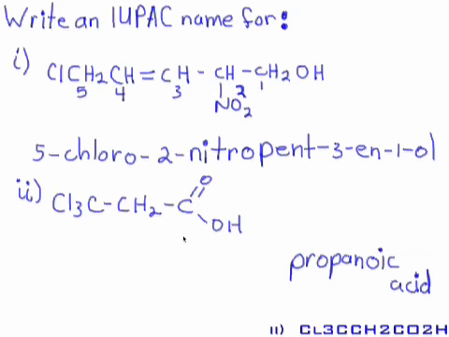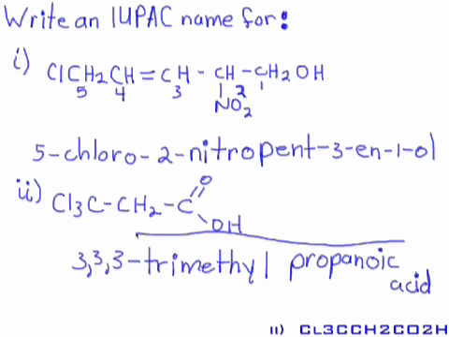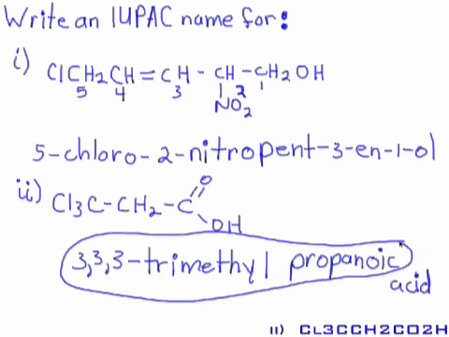Now we've got the 3 chlorines. If we number, they're at carbon 3, so it looks like we have 3, 3, 3 trichloro, propanoic acid, and that's all one word. All of this is one word, no spaces. Okay, so acid's a separate word, but 3,3,3-trichloropropanoic is one word.